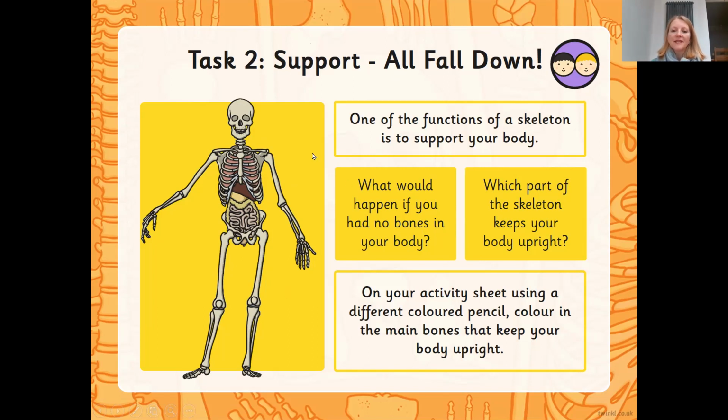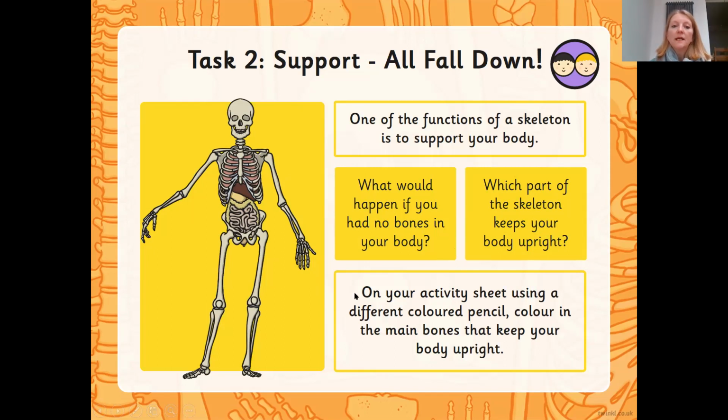So one of the functions of the skeleton is to support your body. If you didn't have bones in your body, you would just be organs and skin and hair on the floor. So which are the main parts of your skeleton that keep your body upright? Okay, do you think your arms keep yourself upright? Well, the bones in your arms give shape to your arms, but they don't actually support your body. There are bones in your body which really give it more support and keep it upright.